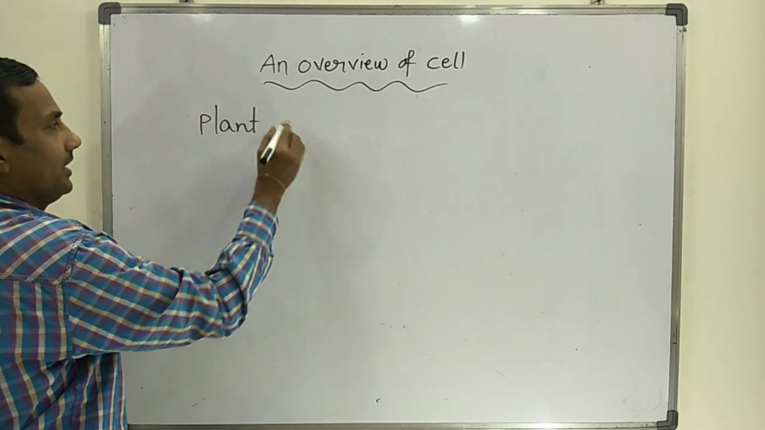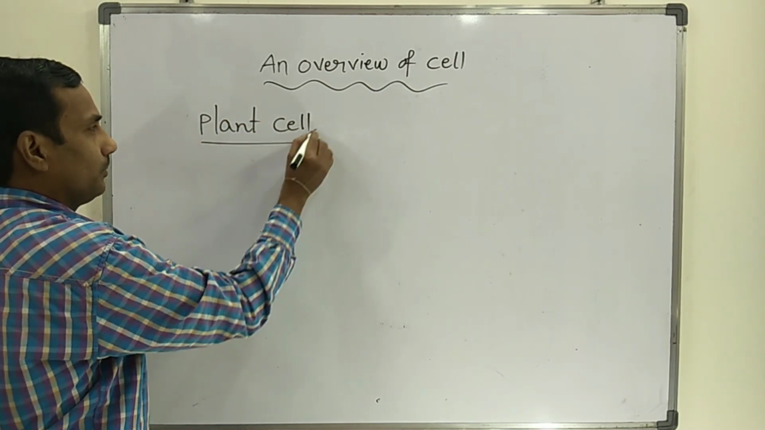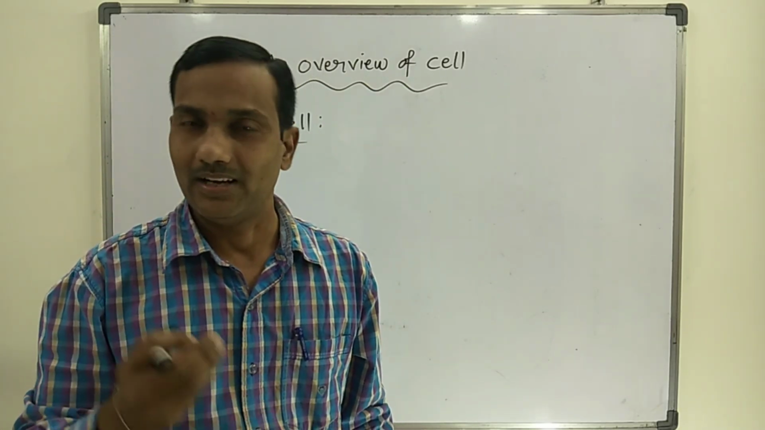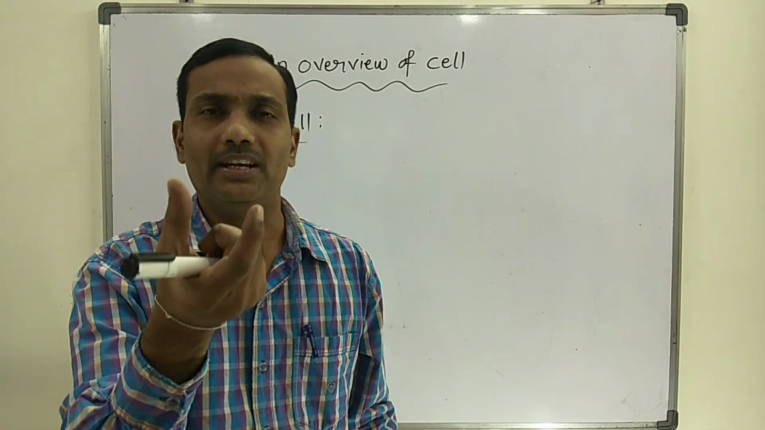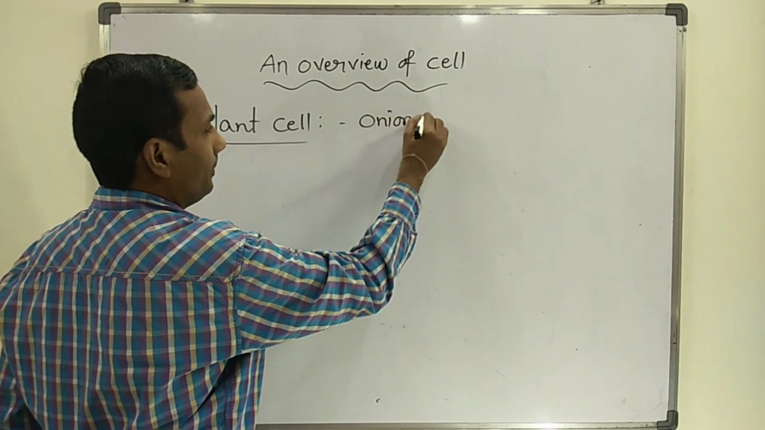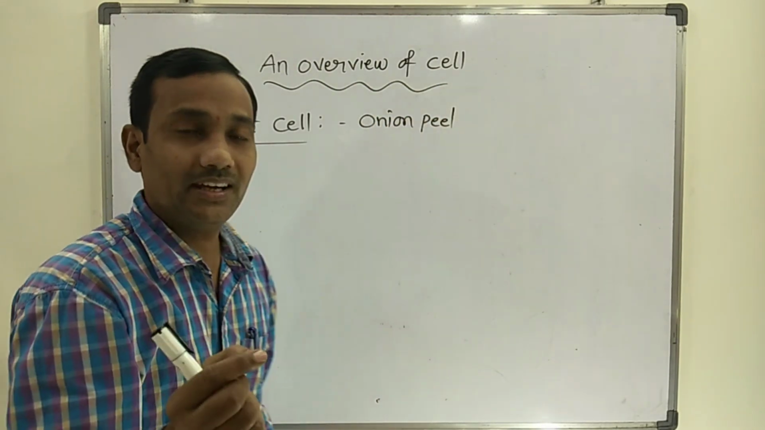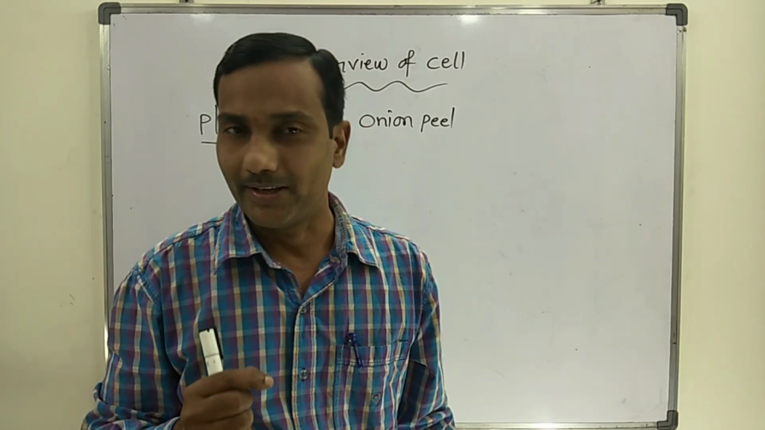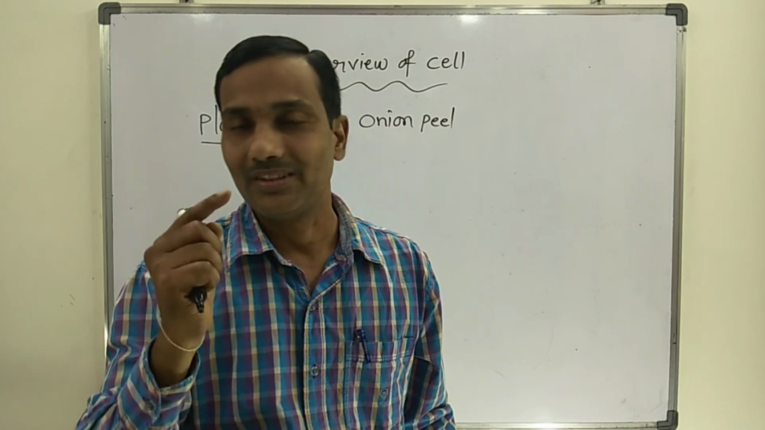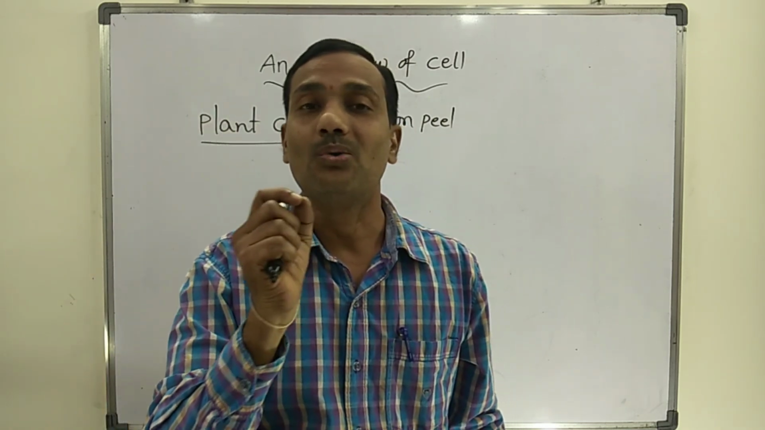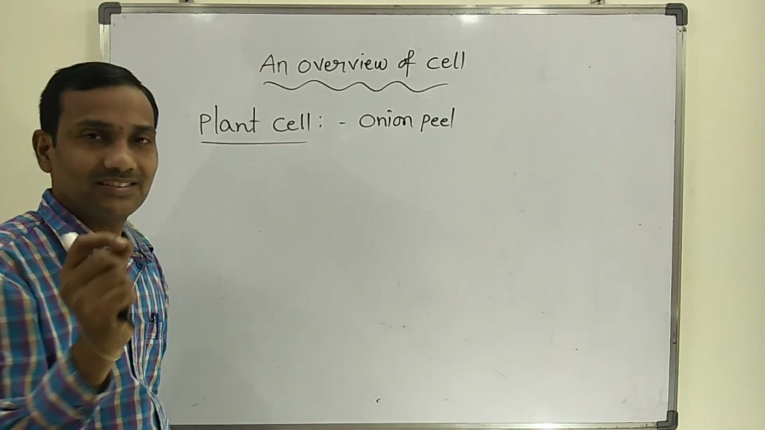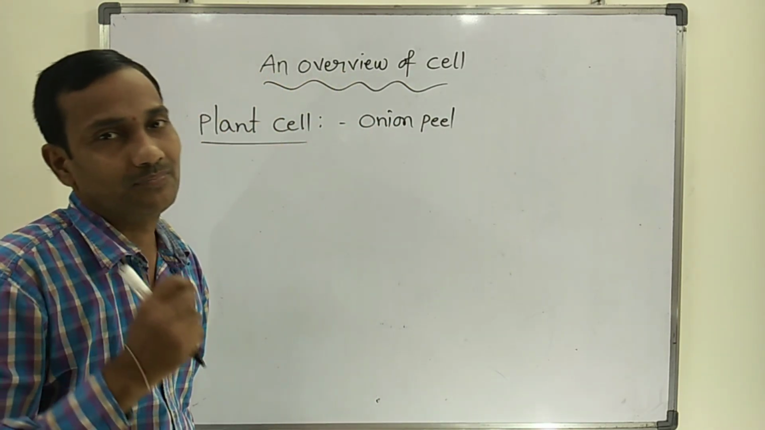A small experiment we are going to do. How can we observe a plant cell under the microscope? Just take an onion peel and observe it under the microscope. What we can observe is a plant cell, no? That's why the plant cell's outer boundary wall is the cell wall. So all plant cells have an outer boundary wall, the cell wall.